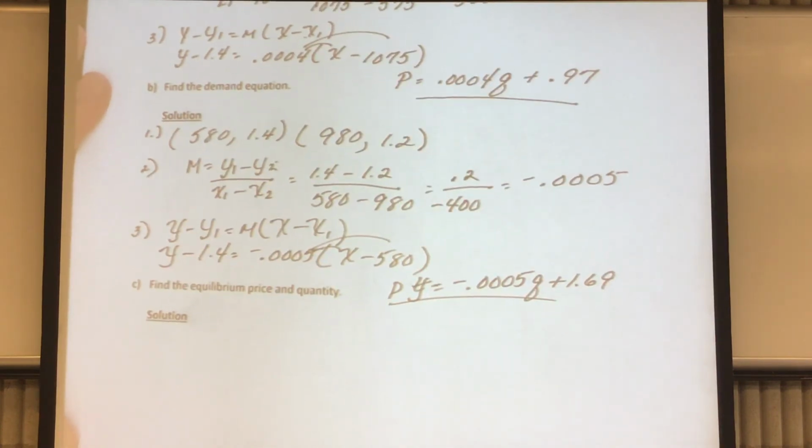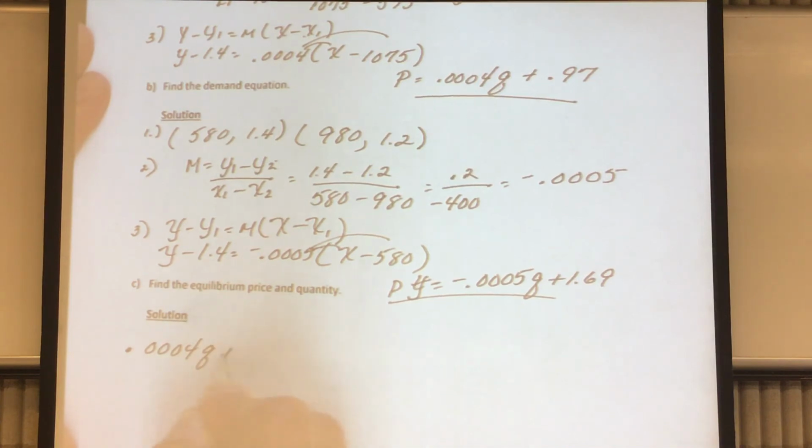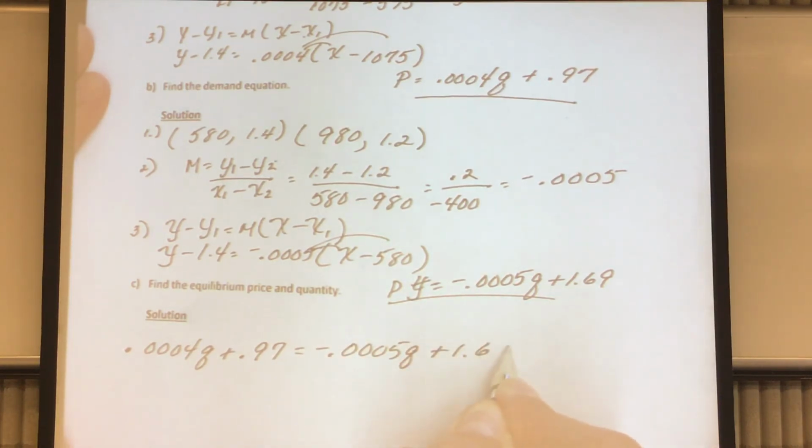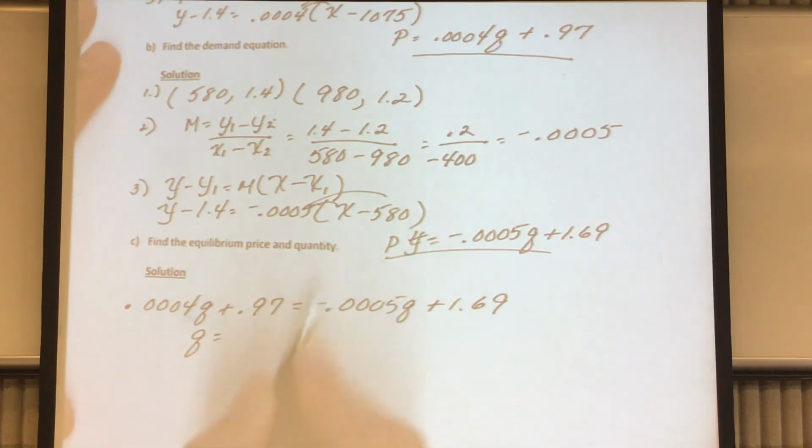And the last part is to find the equilibrium price and quantity, and that is to set our supply and demand equations equal. So we have our supply equation as 0.0004 q plus 0.97 is equal to our demand, negative 0.0005 q plus 1.69. And again, we're going to combine like terms. You can subtract the 0.97, or you can subtract the 1.69 and combine the q's. Once we do that, we have our quantity to be equal to 800.